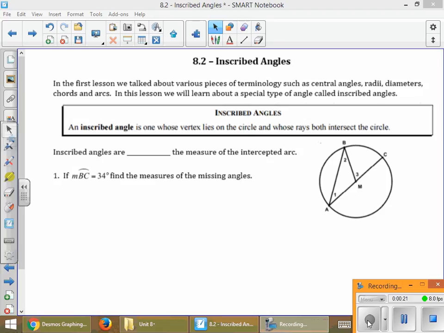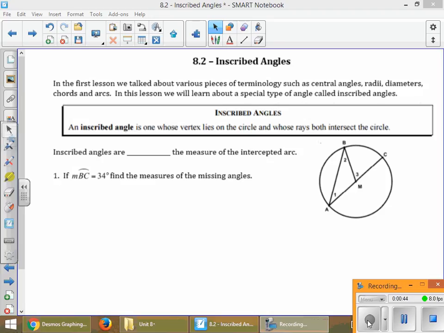Inscribed, so I just think ingrained. Ingrained, I like that. What does that kind of mean when it's ingrained? It's like part of. Part of, I like that. If you inscribe something in a circle, that means it's inside the circle, that its points are touching the circle. It's ingrained, it's part of the circle.